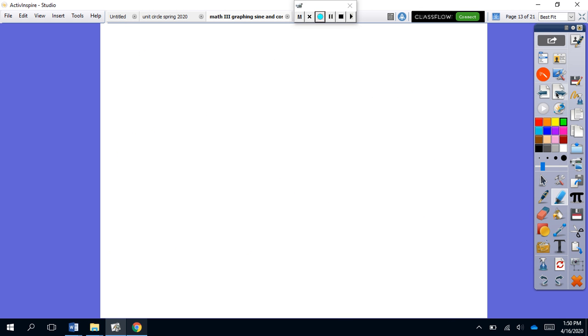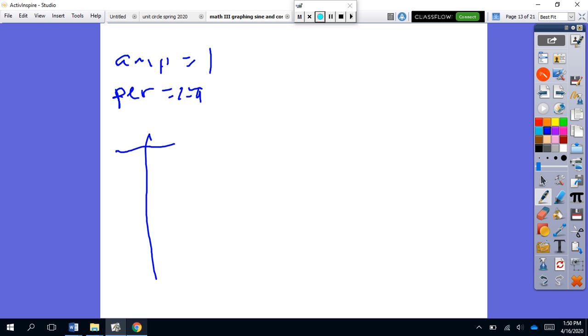y equals cosine theta. So for y equals cosine theta, the amplitude is 1. The period, since b is 1, is going to be 2 pi. So the max and min are 1 and -1. So 1, 0, -1, 0, 1. And then we go to 0 and 2 pi. We've already done this one several times, so this would be pi, pi over 2, and 3 pi over 2.